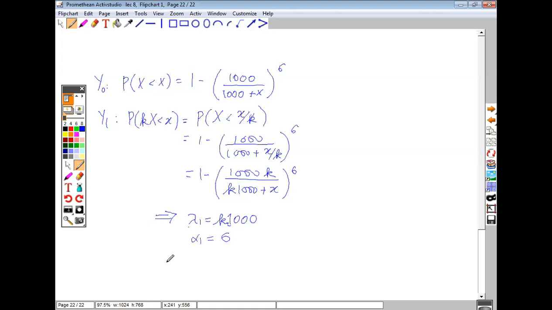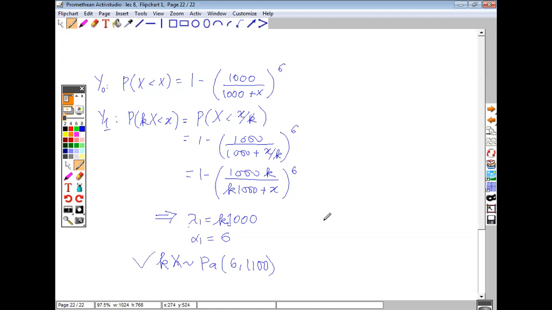So now what will be the distribution for kx? It would be Pareto 6 comma k into 1000, which is 110. Right? So my k is what? 1.1. So it will just be 1100. Okay. So this is done for year 1.